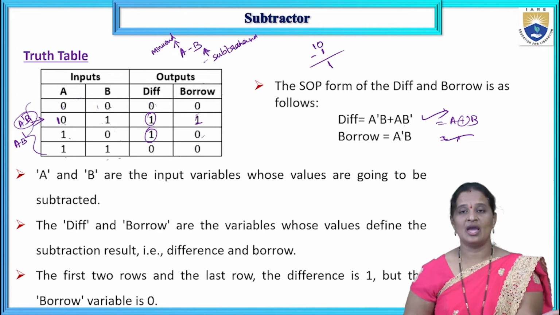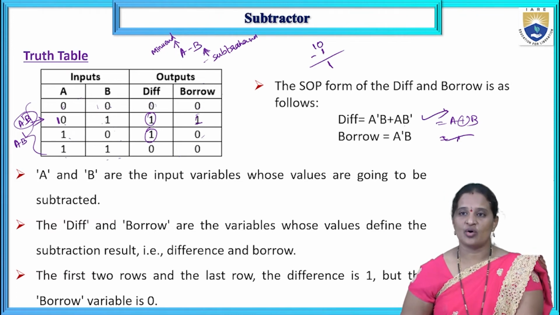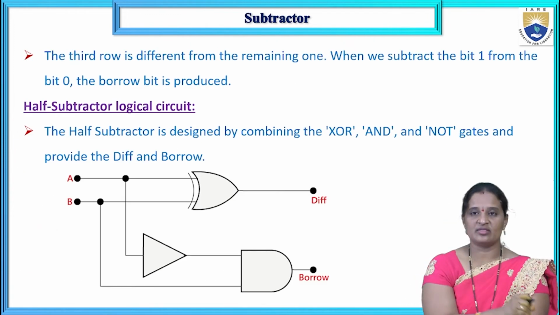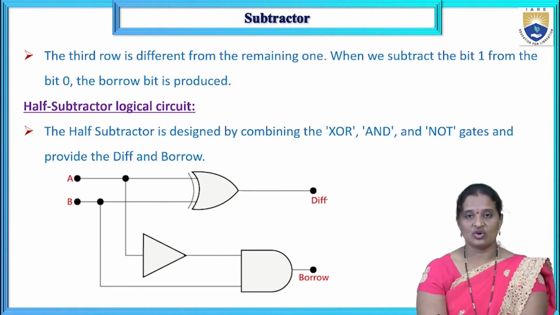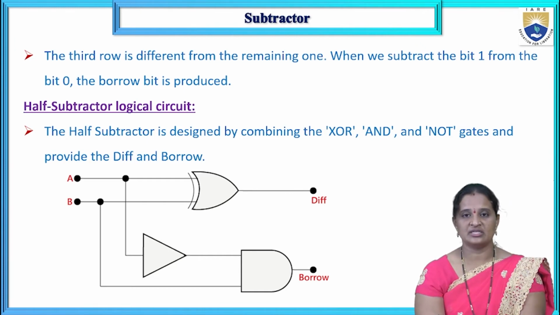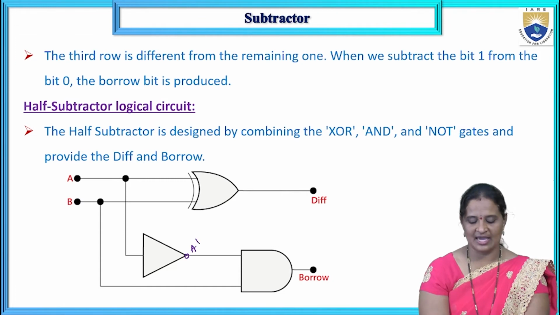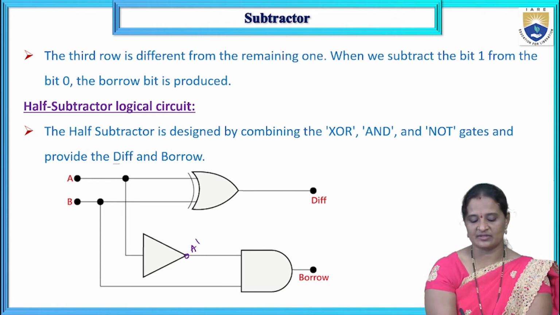This is similar to the adder. Only the difference is we have carry output there, here we have borrow output, and the borrow output is equal to A bar B. So based on these logic functions, we can implement it using one XOR gate which is having two inputs, one NOT gate to get the complement of A, this is A bar, and then a two input AND gate. So this is the half subtractor.